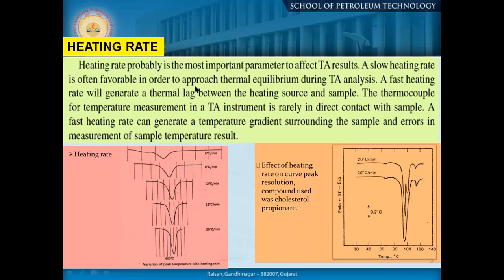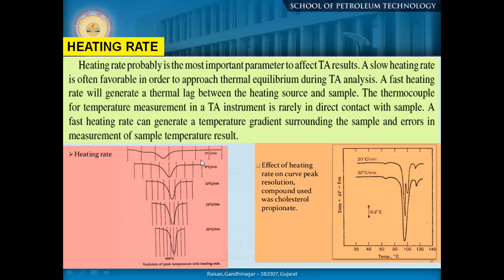So the thermocouple for temperature measurement in a TA instrument is rarely in direct contact with the sample. So it is very important that your sample holder should be in very close vicinity of your thermocouple, and there should not be any heat restriction in that particular environment. A fast heating rate can generate a temperature gradient surrounding the samples and error in measurement of samples.